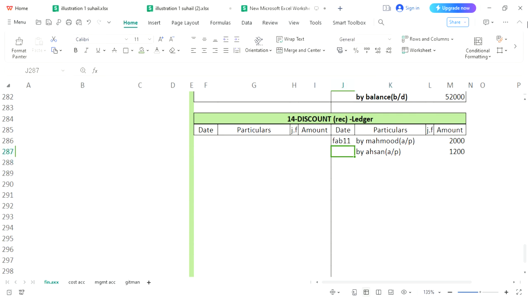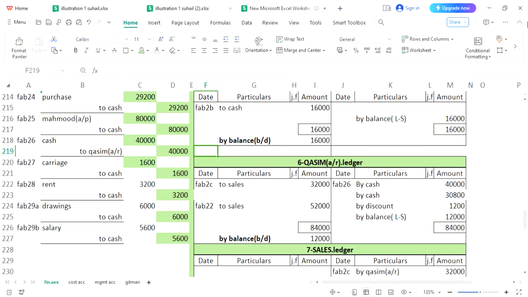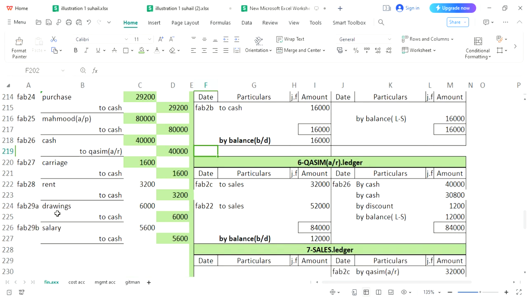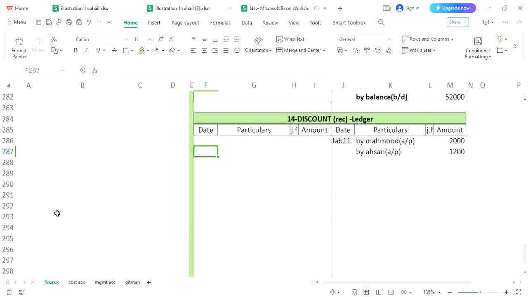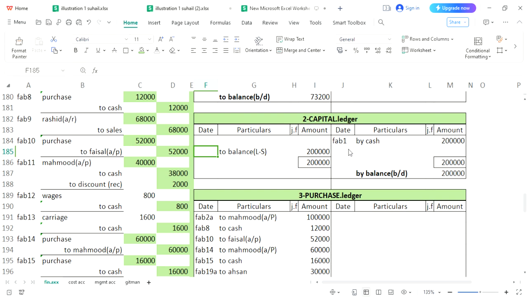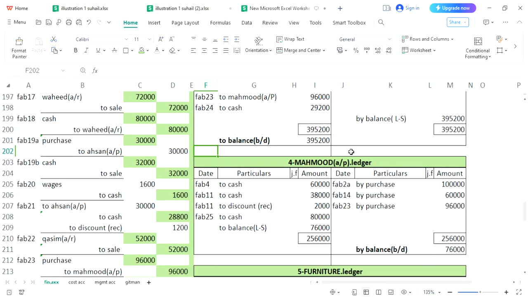And now see what was the date of 1200. It was February 21. You can see over here. So come over here and write down February 21. The date is written, the reference given, the amount posted. So the entry including 1200 is completed. So we are going to mark it as it has been done. This discount received is completed.